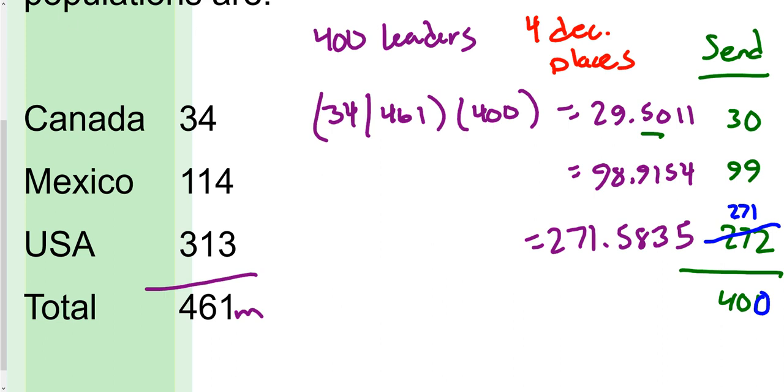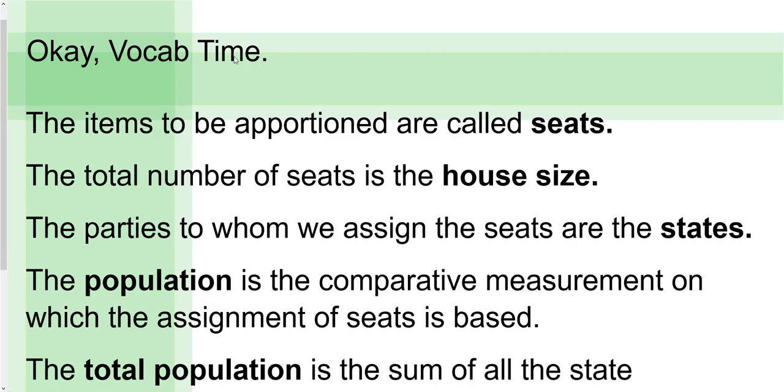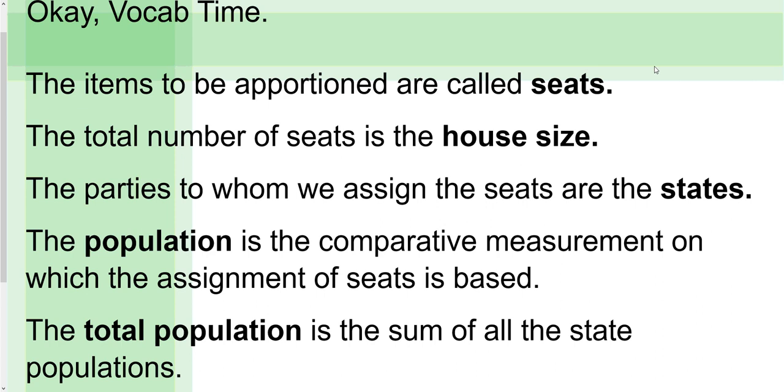Okay, so a little bit of vocab for you. Most of the time, we're going to deal with this from the political perspective. So seats, house size, states, population, total population. And when we're talking about legislative bodies, these will be the very literal things. So seats will be seats. House size is like the size of the House of Representatives. So all of that will be true.